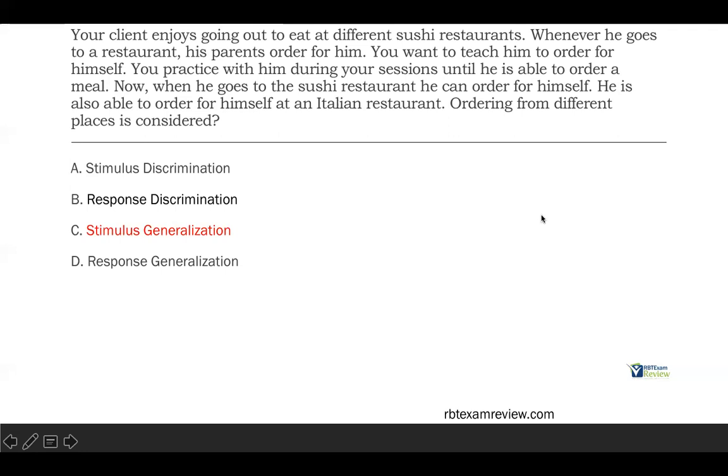Response generalization would be a number of different responses for the same stimuli, okay? So it's important you understand the difference between these two, okay? I normally recommend people learn this last because it can get a little tricky, okay? But you do need to know it for your exam. So again, ordering is the response, okay? That same response of ordering a meal is occurring across multiple stimuli, okay? He's generalizing it across stimuli.